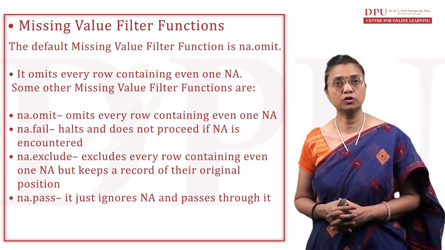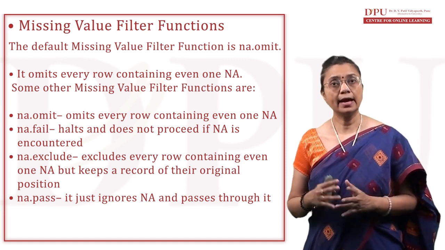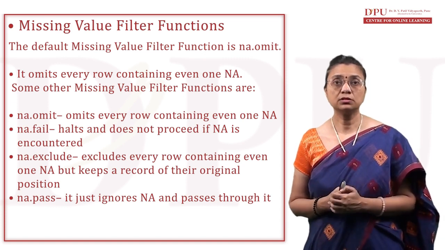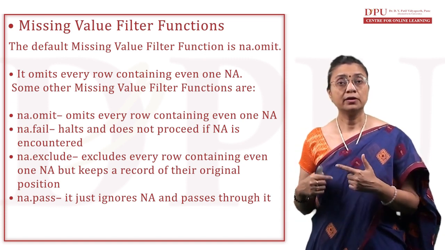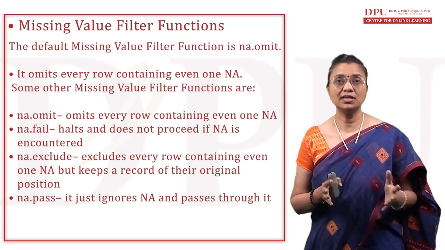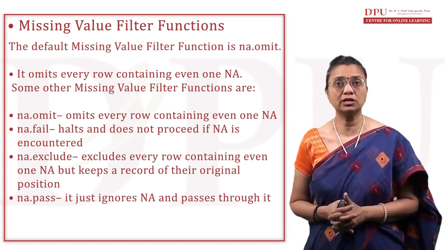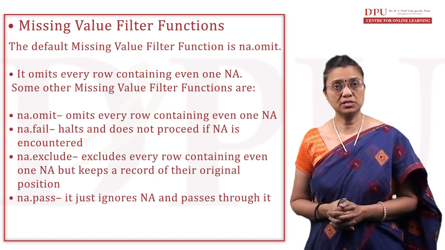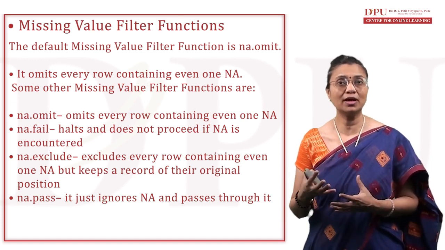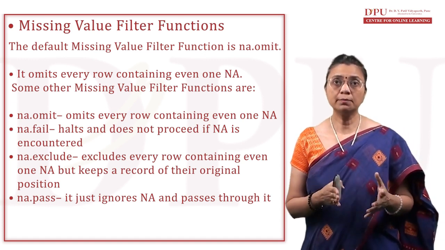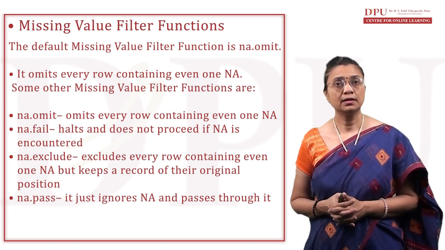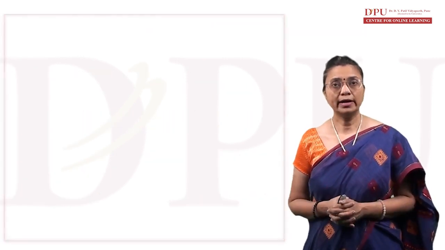And the last one is na.pass. It just ignores NA and passes through. This means that this last function na.pass will ignore the NA, and it will consider all the rows of a data set. So sometimes there is a situation where we can manage to ignore the not available values, and still we can process the data, because sometimes the values are not very crucial, and we can have certain assumed values by finding out the median or the mean, and we can refill that assumed value into the database. So there we can ignore NA and move ahead in the data set.